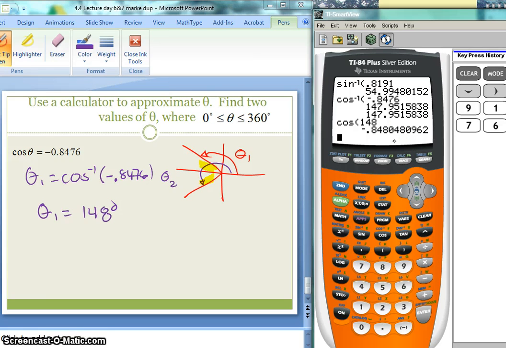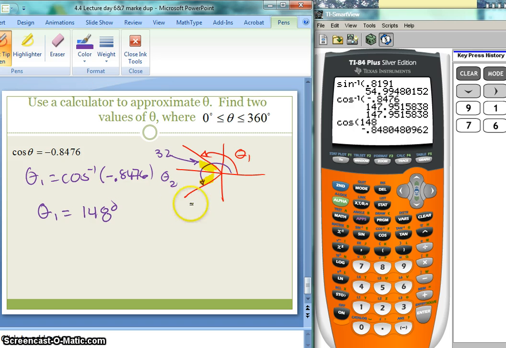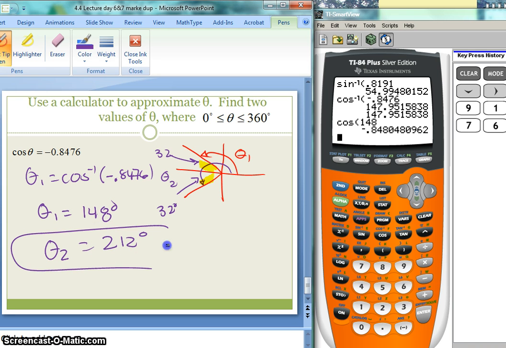So to find theta 2, I need to use the reference angle. So this yellow bit in here is going to be the reference angle, which is 32 degrees, because 32 and 148 make 180, and this is going to be 32 degrees. So I know my theta 2 is going to be 180 degrees plus 32, or 212 degrees. So those are the two angles, and you can check it on your calculator.